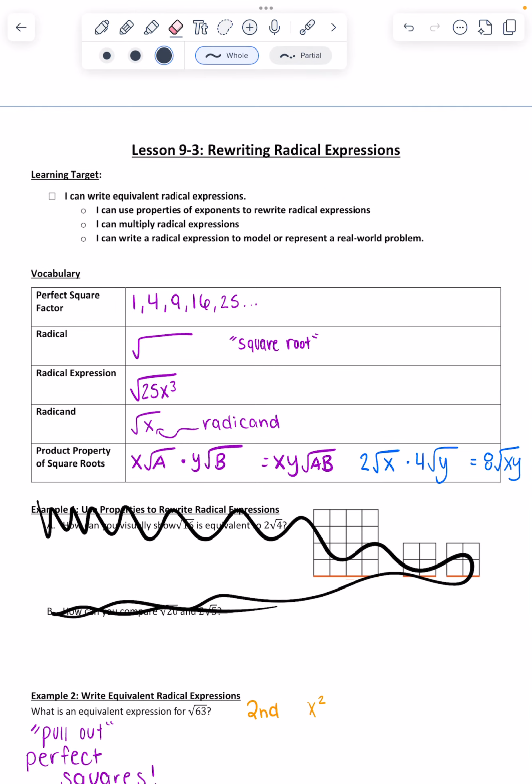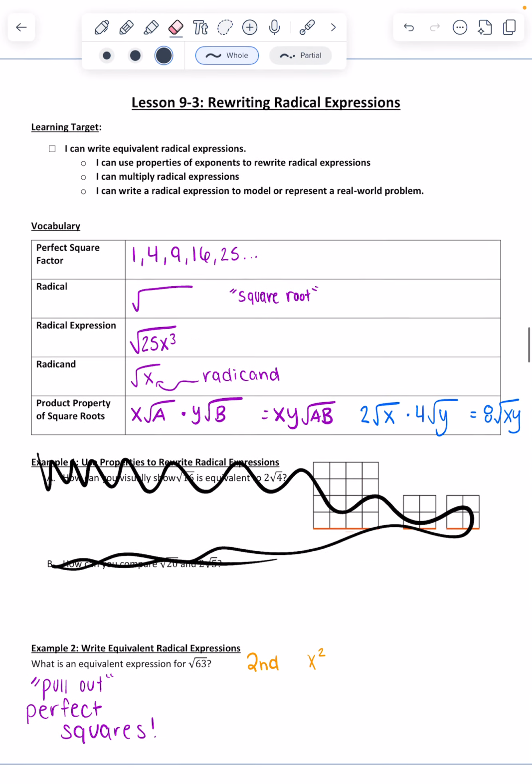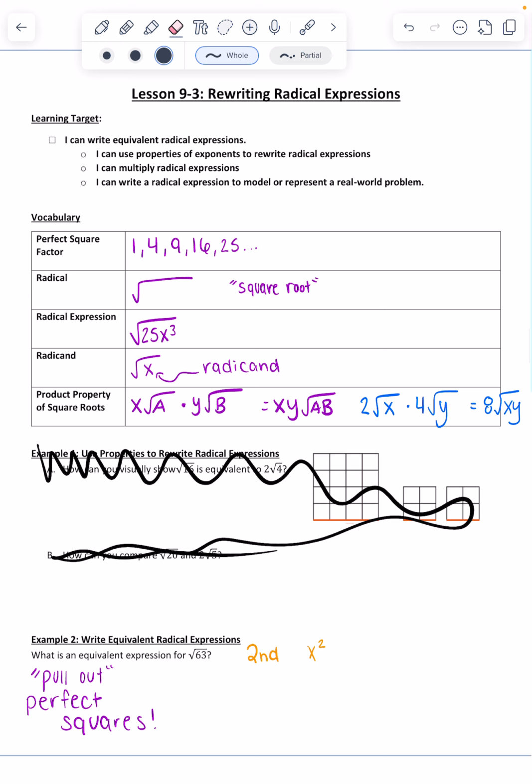Hi guys, welcome back to lesson 9.3, rewriting radical expressions. So we have 5 new vocab words today. One big part of 9.3 is perfect squares.